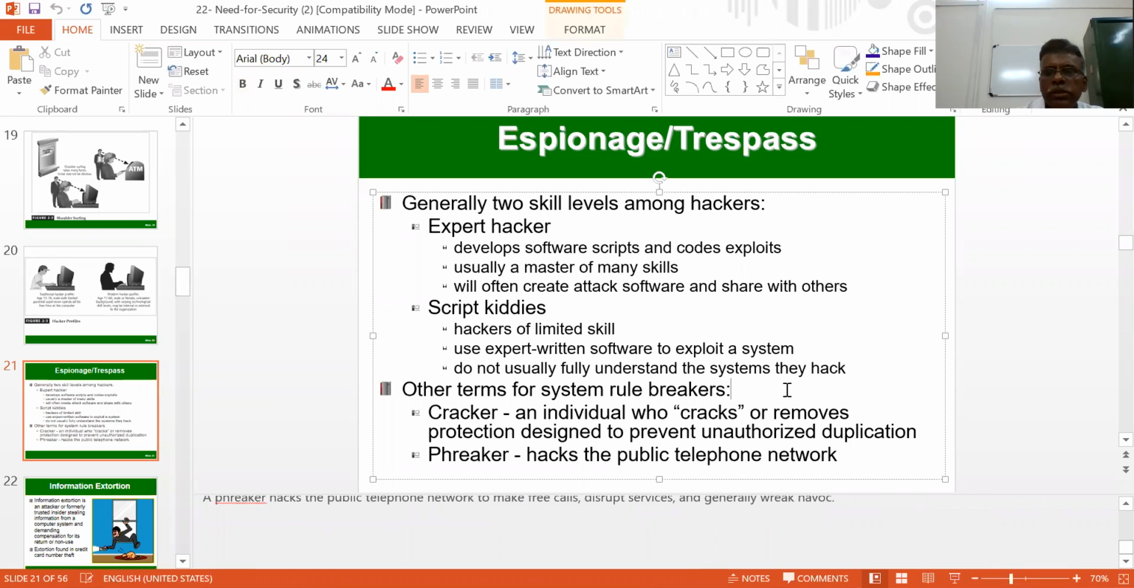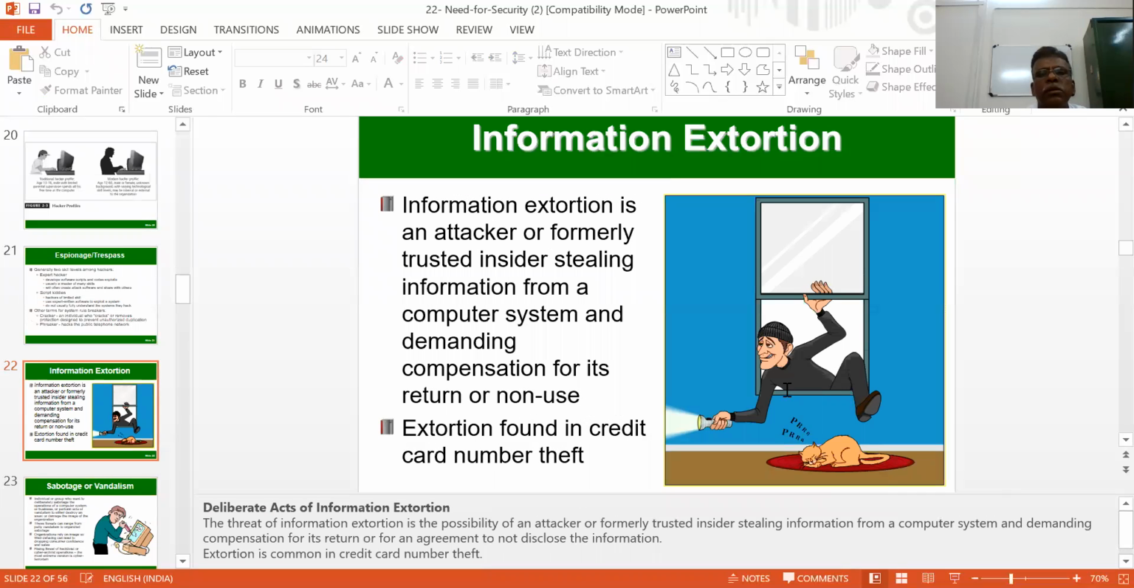And you can say information extraction, especially any attacker or intruder involved in this type of job, such as a formerly trusted insider stealing information. They used to come across the internal activities and functionality that take place. They study them thoroughly and work out how this particular system works, and then seek compensation for its return and non-use.